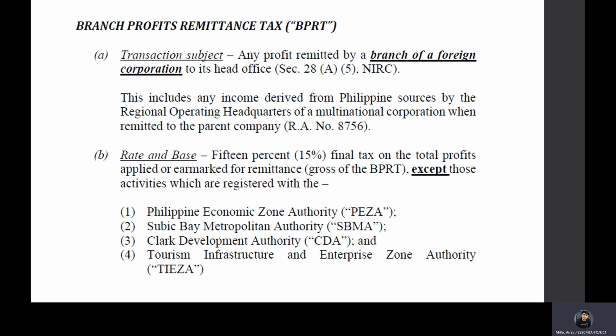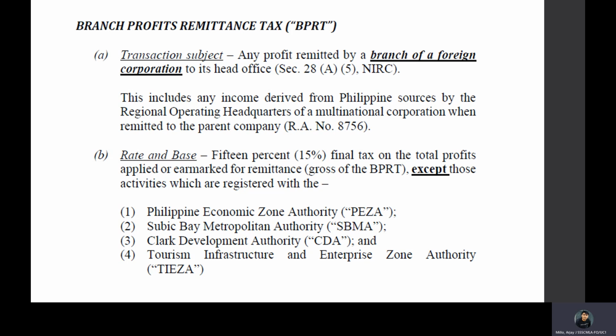Last, the special tax, the branch profits remittance tax. This is the tax imposed on the profit remitted by a branch of a foreign corporation to its head office. So this includes any income derived from Philippine sources by the ROHQs of a multinational corporation when remitted to the parent company.